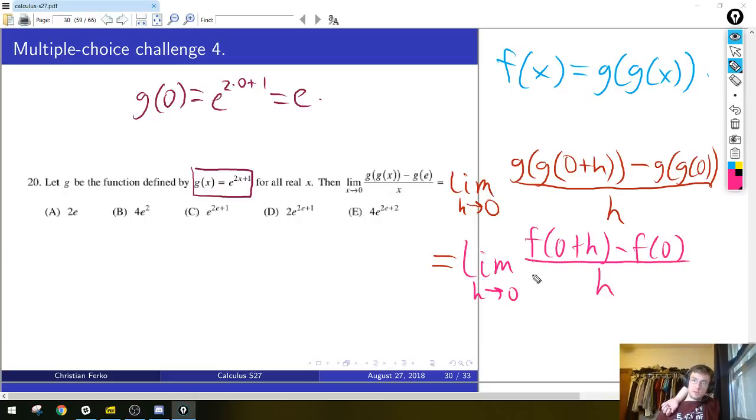Good. What derivative does this define? That defines the derivative of f at 0. Good. F prime of 0. But what's f prime in terms of g using the chain rule? So if I differentiated f, what would I get?